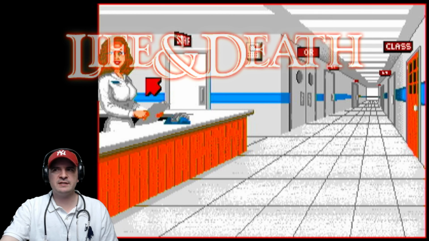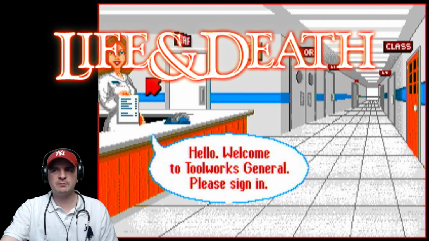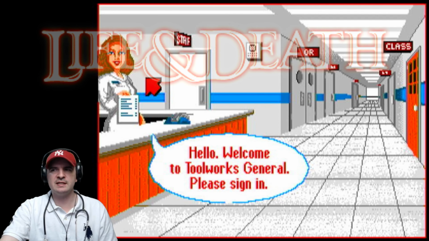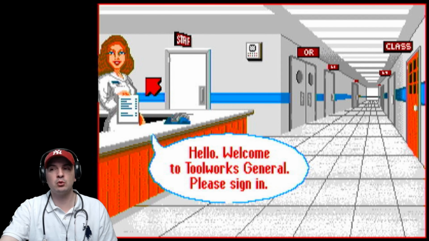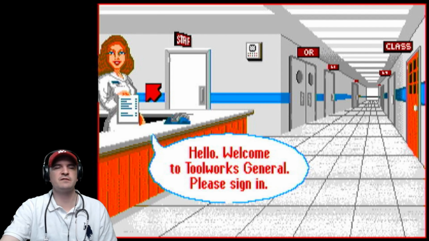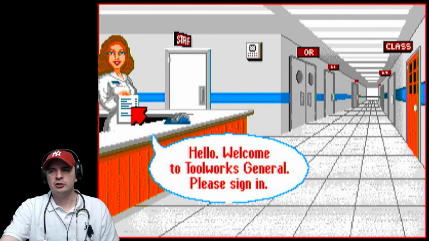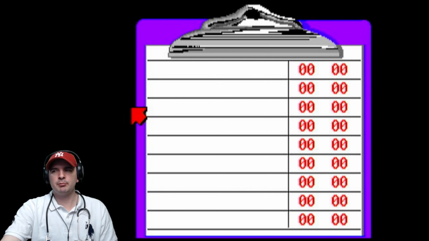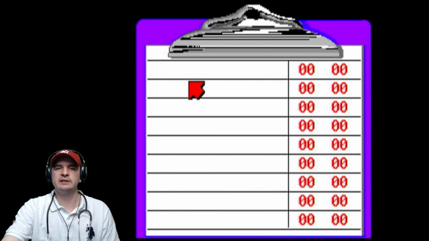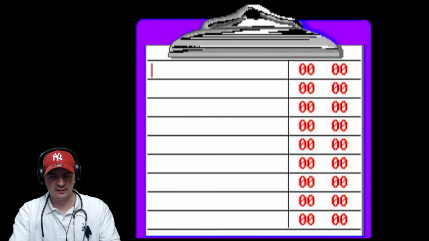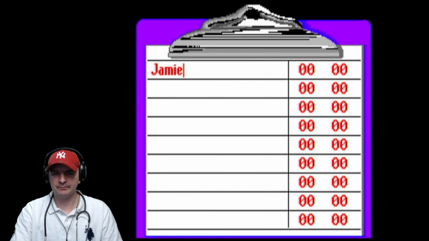Okay, so the game's Life and Death, a medical simulation game released by Software ToolWorks for MS-DOS PCs and Mac in 1988, with ports to Amiga, Atari ST and Apple IIGS following later. You must diagnose, treat and operate on patients, and it is generally known for its painstaking realism in surgery and overall difficulty. Right, we're going to sign in, the easiest bit of the game.